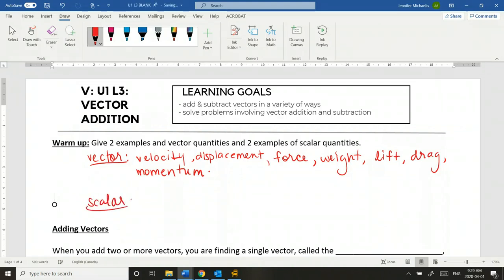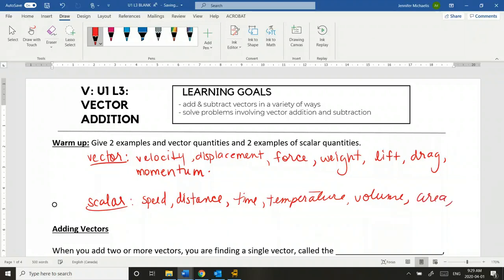Okay, for scalars, different things that could be scalar examples would be speed, distance, time, temperature, volume, area. Maybe some that we haven't talked about yet would be energy, height of a person, or mass. Okay, so if you haven't come up with two examples yet, you can use these as your framework and see if you can come up with two examples and give actual quantities for those things. The important thing to remember here is that vectors have magnitude and direction, whereas scalars have only a magnitude.